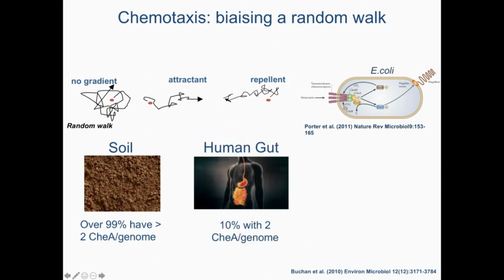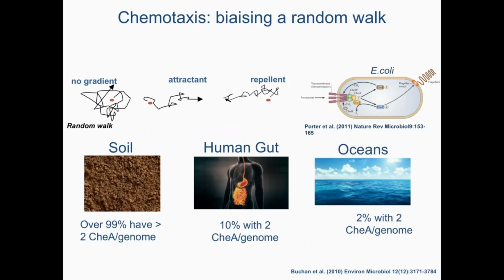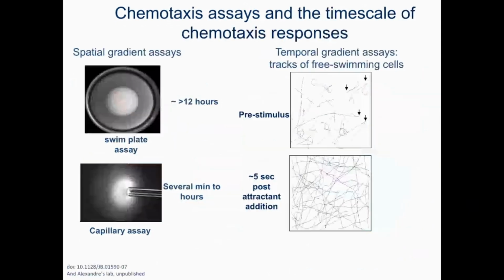Compare this with the human gut, where only 10% of the genomes represented in that metagenome dataset have more than 2 CheA per genome, so it's less enriched. And in the ocean, most bacteria will not have a chemotaxis system. Only 2% have more than 2 CheA per genome. So these observations are consistent with chemotaxis being a function that is important in the soil environment.